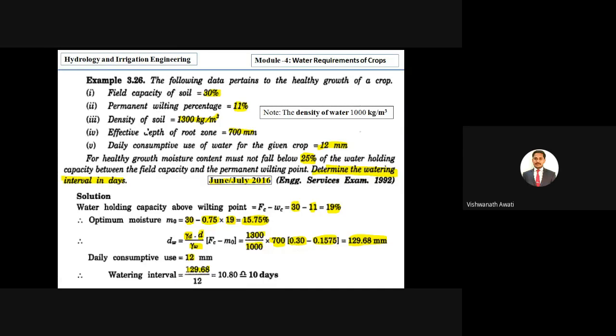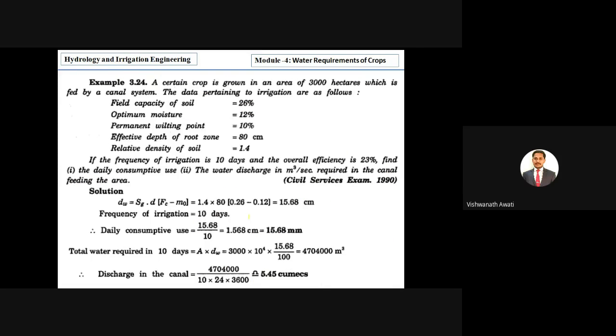dW by consumptive use, Cu. So dW is 129.68, then divided by consumptive use, that is 12. So then we are getting 10.80, so approximately equal to 10 days. Okay, so next problem.